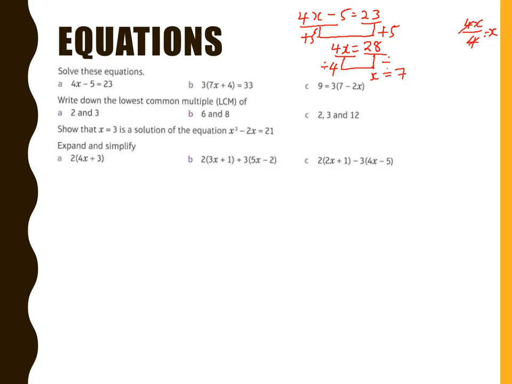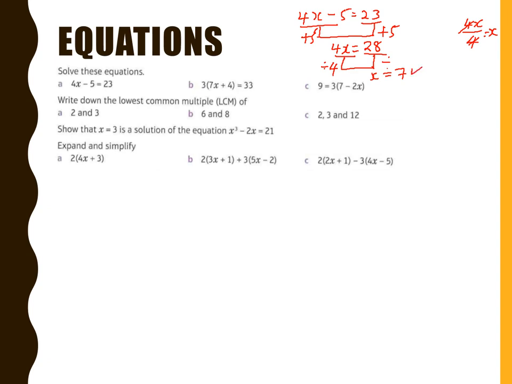So how can you check that this is the correct answer? Well, you put it back in here. We were trying to find the value of x, right? So if we put the value of x back here, would we get 23? If I put 7 back here, 7 times 4 is 28, 28 minus 5 is 23. So yes, my answer is correct.